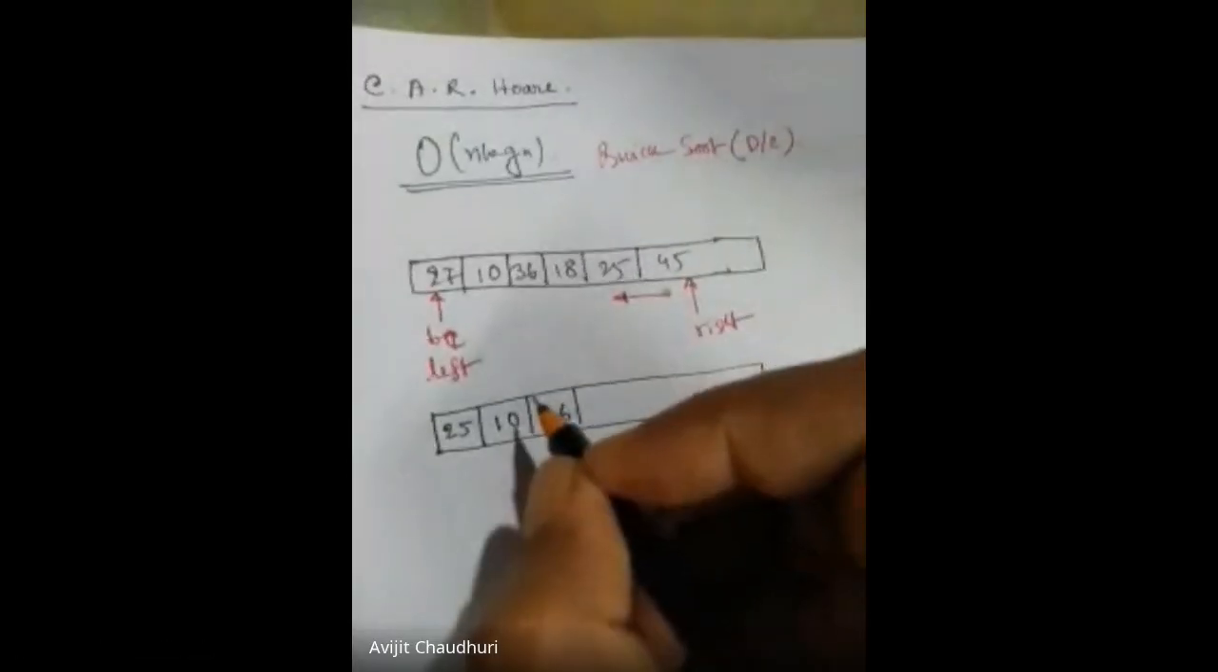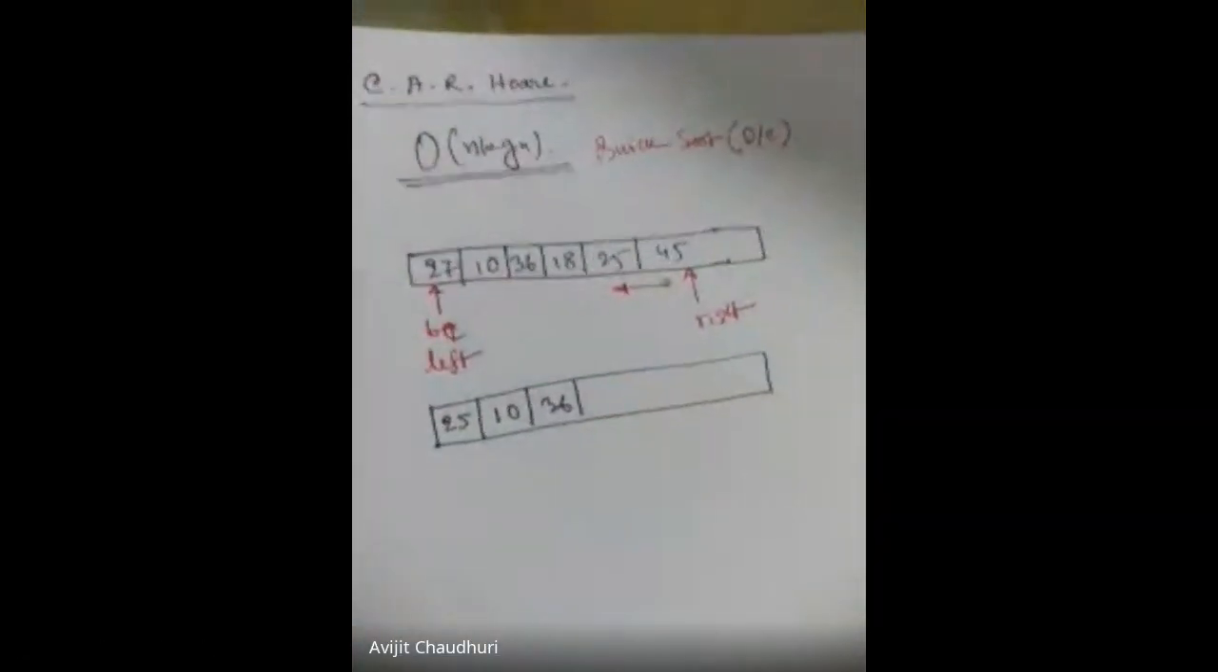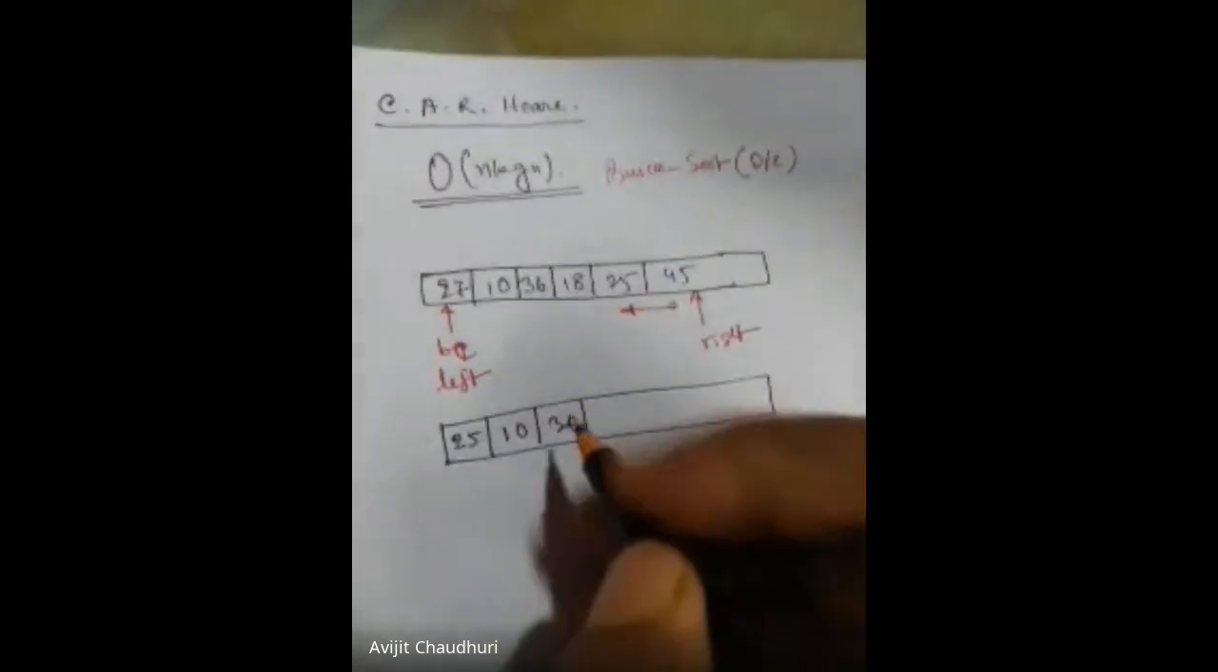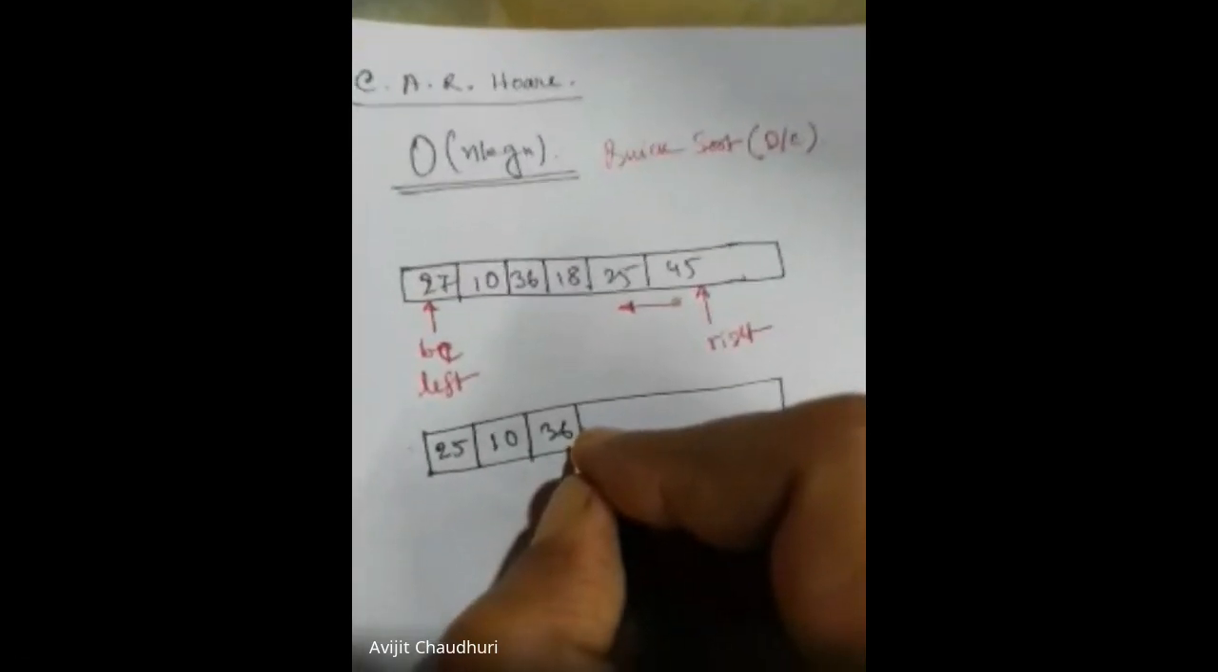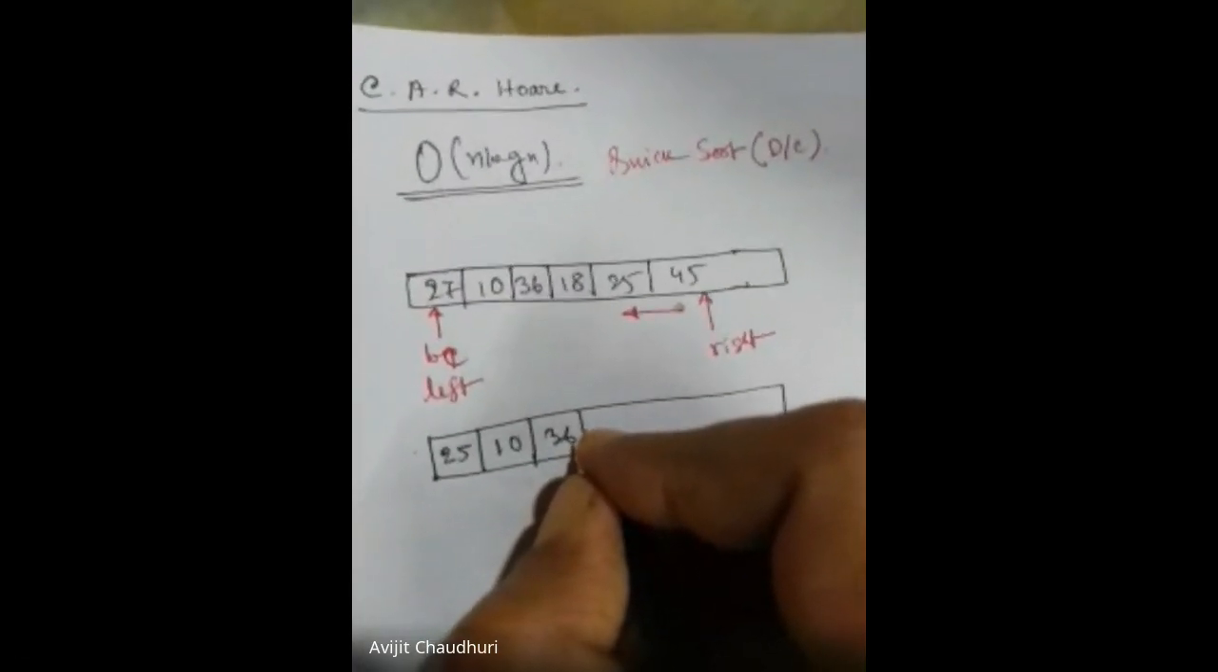Sir, 10, C.A.R. means? 36. Hoare is the name of that scientist who developed it. He developed the insertion sort. No, quick sort. We are discussing the quick sort. Okay, sorry, sir.